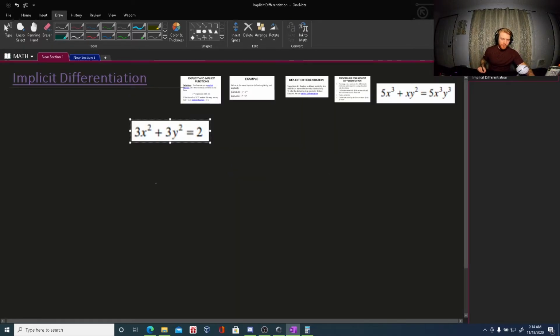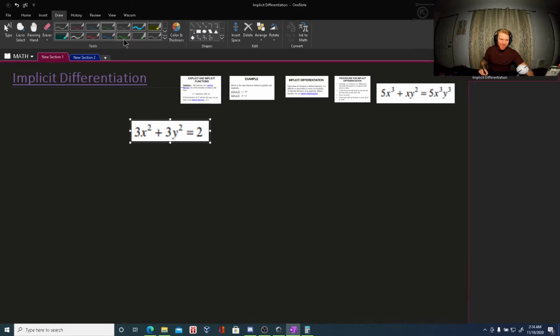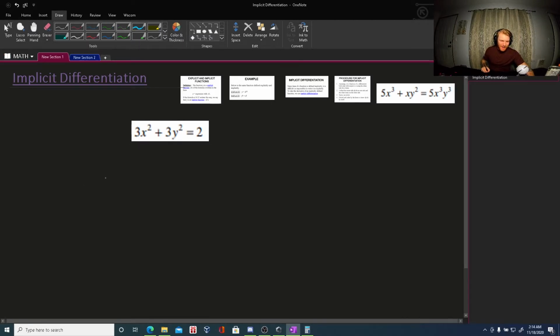Now moving on to 3x squared. Remember, I didn't do these, so hopefully I'm not wrong here. I'm pretty confident in myself. I'll edit in any corrections that I need to make. So 3x squared plus 3y squared equals 2. Same deal here, we're going to put it all in dy/dx.